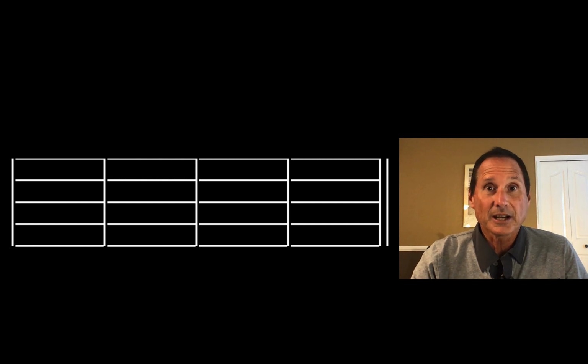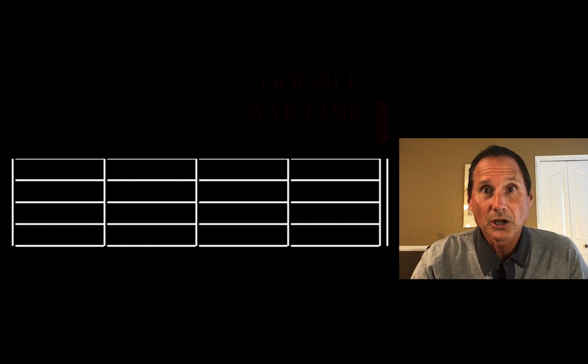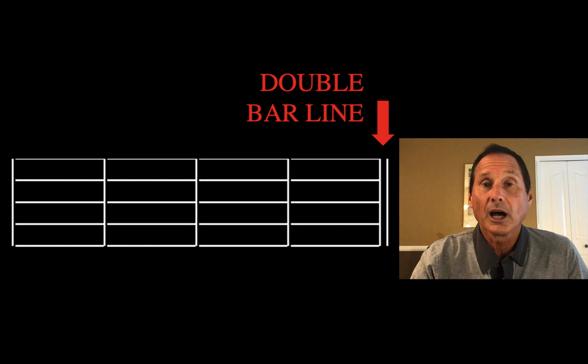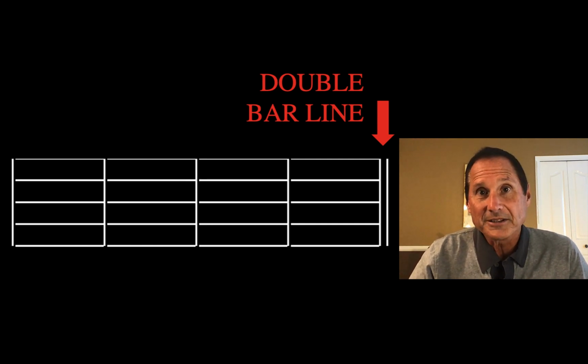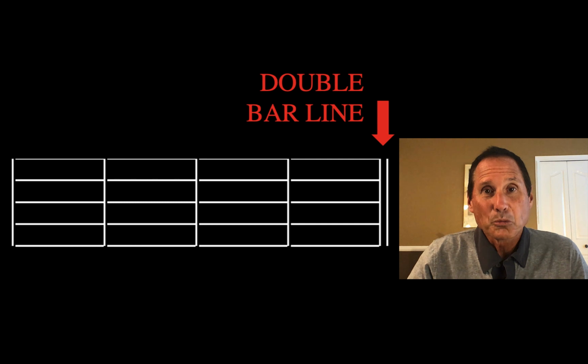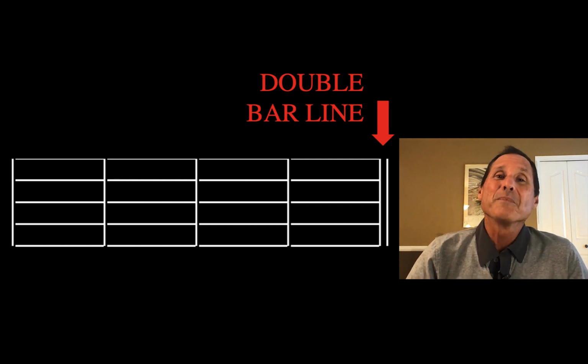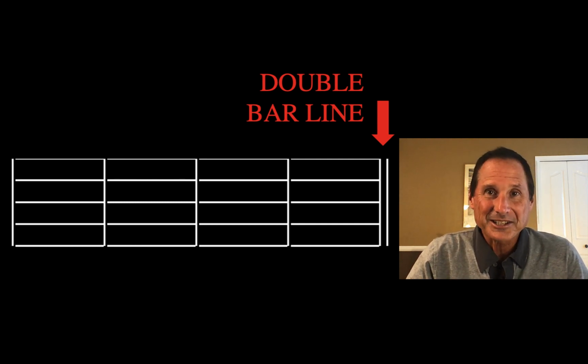Usually at the end of a piece of music or a section of music, we're going to have a special bar line called a double bar line. Sometimes in music you'll see a thin line and a thick line, which means you've reached the very end of a piece of music, which is appropriate because we've reached the very end of this lesson on the staff.